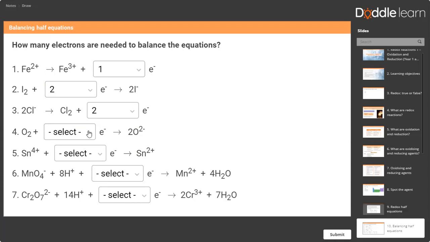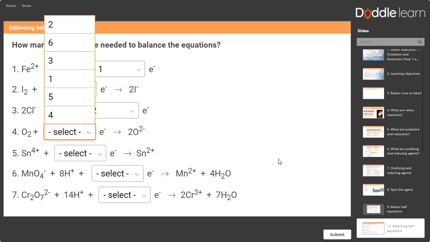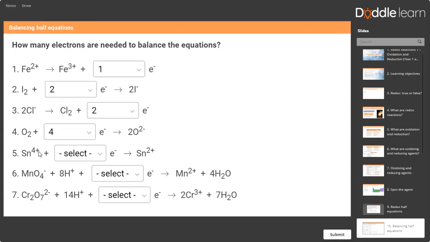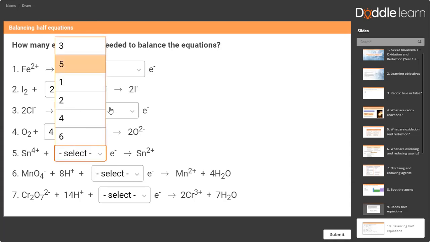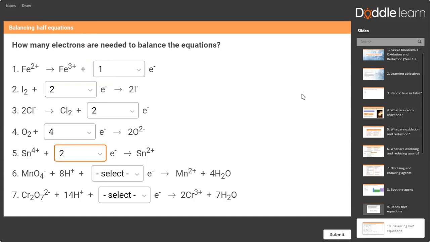O2 plus a certain amount of electrons to go to 2 O2 minus. Well, for this one, it's going to be 4. So let me talk through why. We've got 2 lots of oxygen here, so if it was just going from O2 to 2O minus, that would be 2. But we've got a 2 minus charge, and 2 lots of oxygen, so that would be 4 electrons. Next, we've got Sn4+ going to Sn2+, so we're just going to add on 2 electrons because our charge differs by 2.